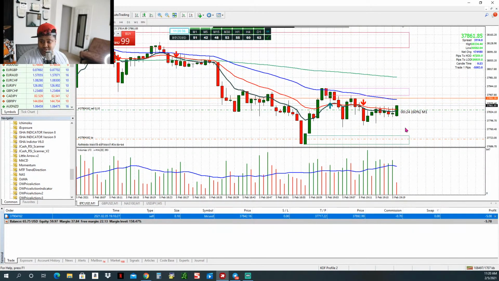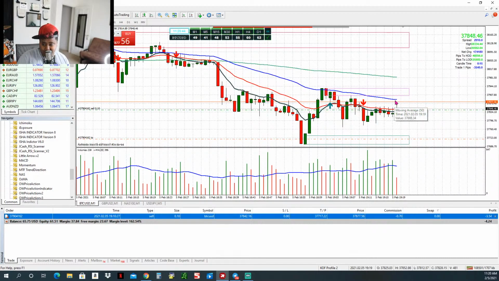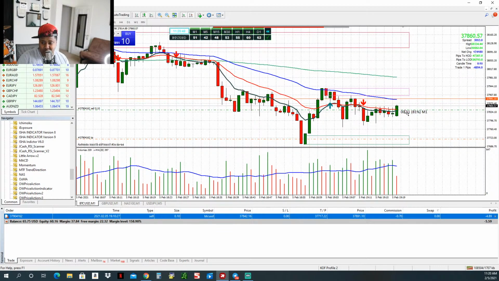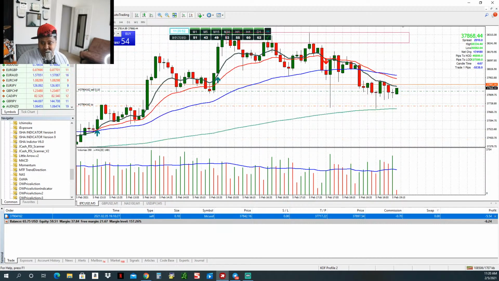So, and I don't like what that is doing. But as long as it stays in this zone for now, maybe come up here and test it and reject. And as long as it does that, I'll be alright with it. But keep looking up.